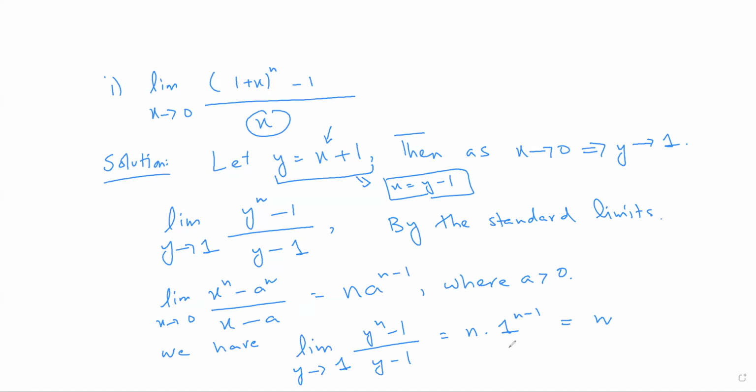or we can say that, because this limit is equivalent to this one, limit x goes to 0, (1 plus x) power n minus 1 divided by x, that would be equal to n.